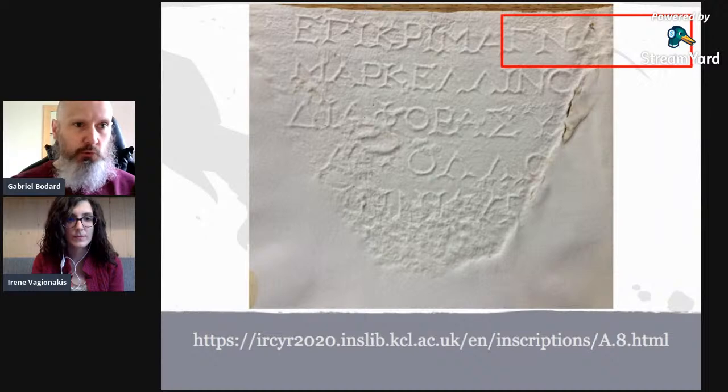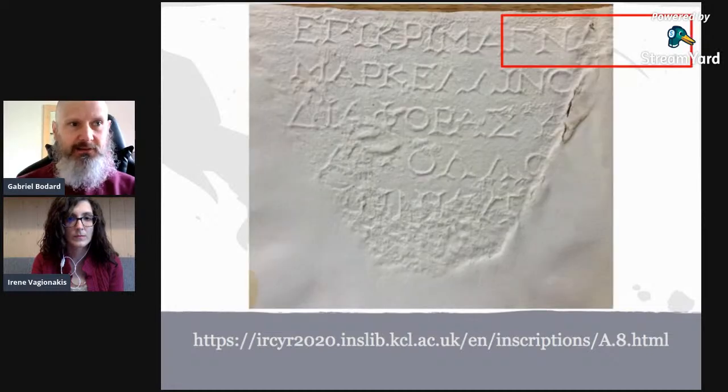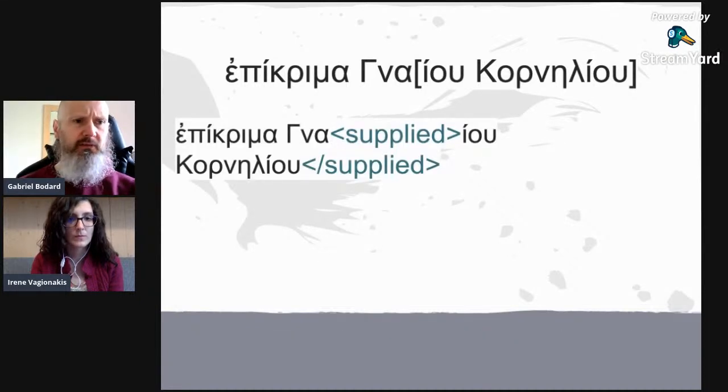And to show you what the editor thinks that says, that line says epikrime gnaiu Corneliu, and in this case we saw the gna at the end of the line, and the rest of the line has been restored. So again, this is fairly straightforward. We can simply say supplied around EU and Corneliu, and I'm not going to put in the reason equals lost in this example because the line is going to get a bit complex.